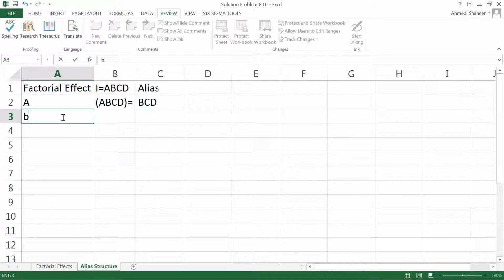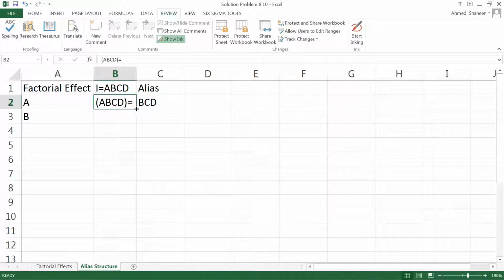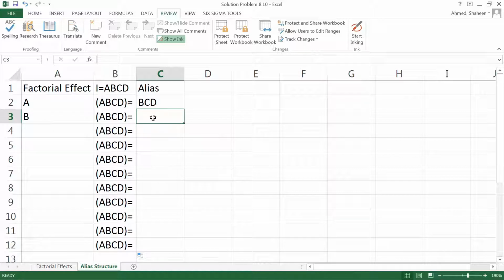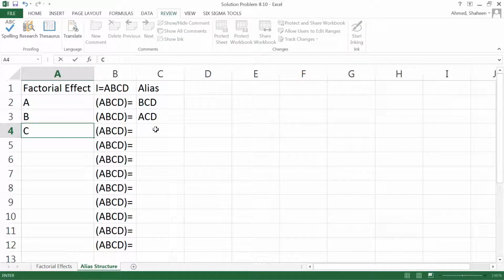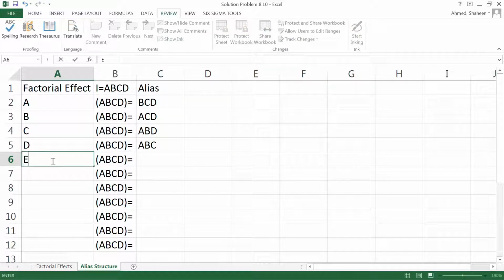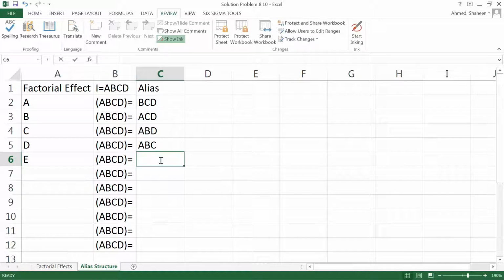So for B, we can keep going like that, and this one we can simply copy until we are done. If you multiply B with I, then you get ACD. You can think of it the other way, separating B from the identity. Same for C, that would be ABD, and D would be ABC, and then we have E. If you multiply E with this, then it is ABCDE.